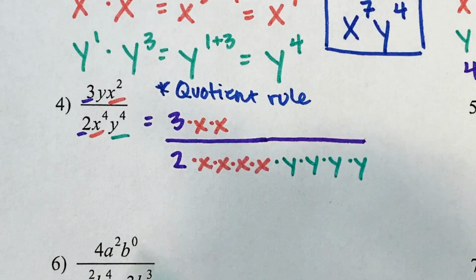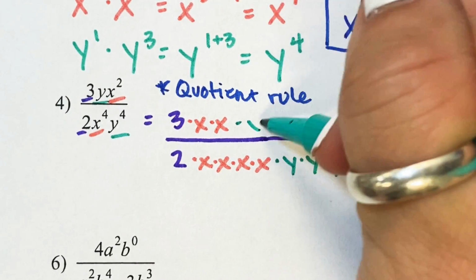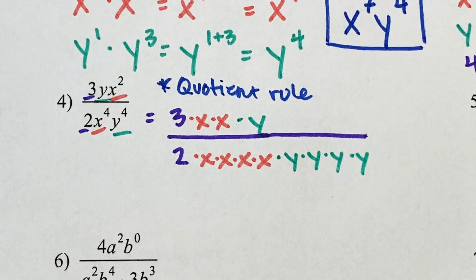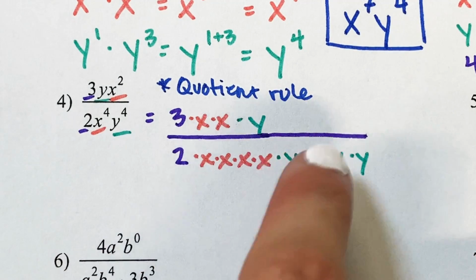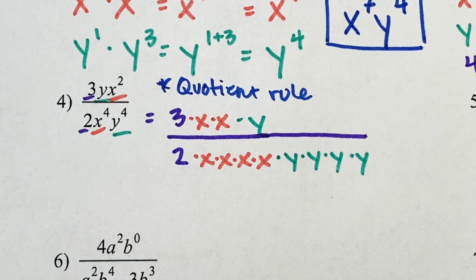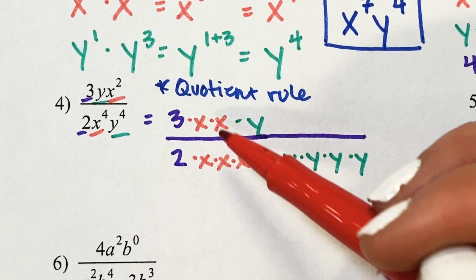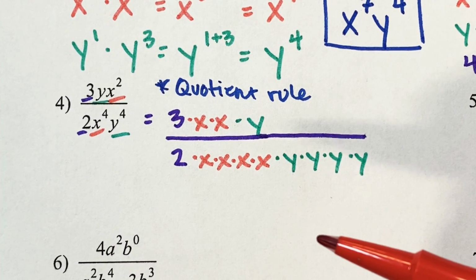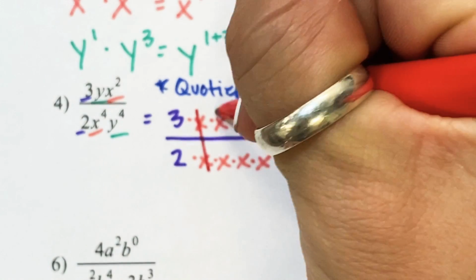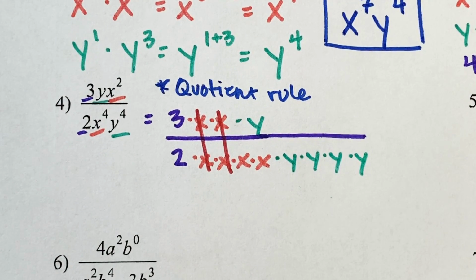Okay, and I have 1 y on top. So let's look at our variables first, our exponents. Look at the x's. How many x's can cancel? Meaning, do we have the same thing on top and bottom? I see that 2 x's can cancel.